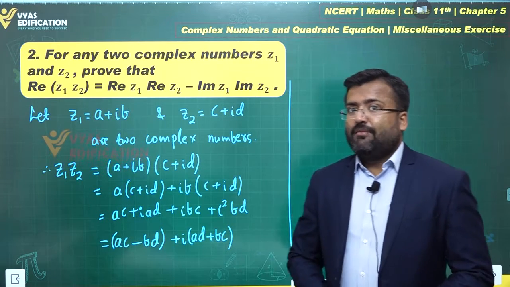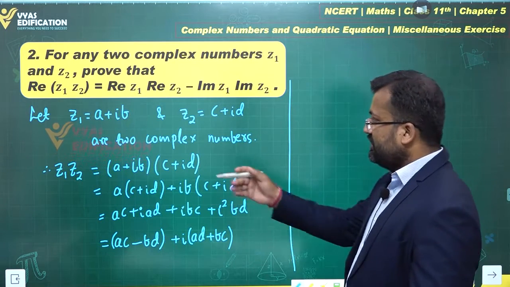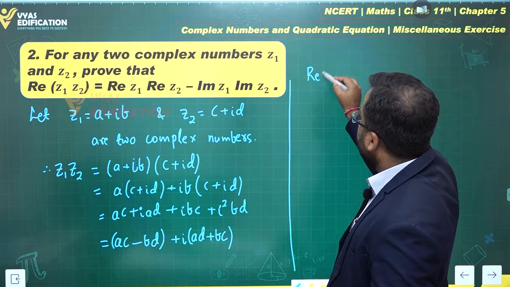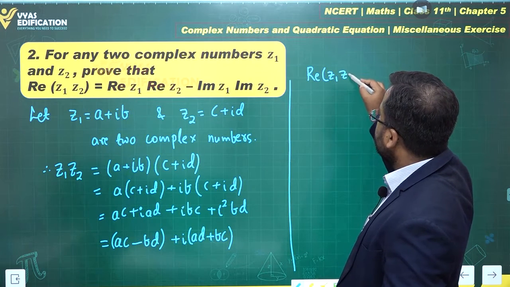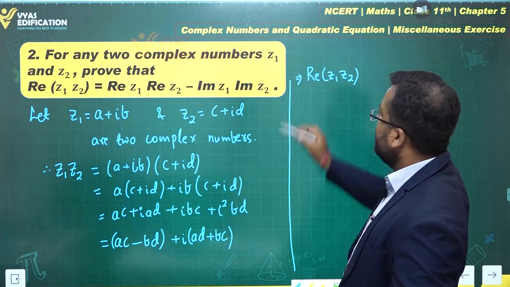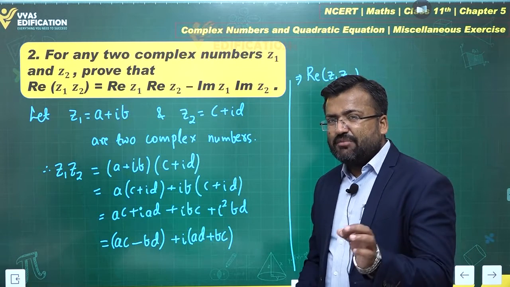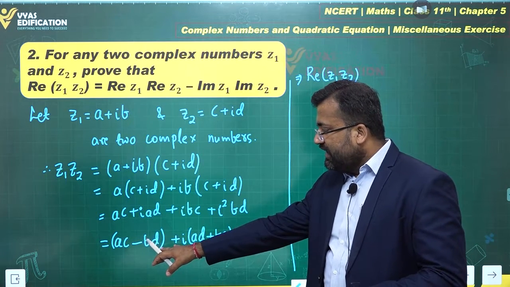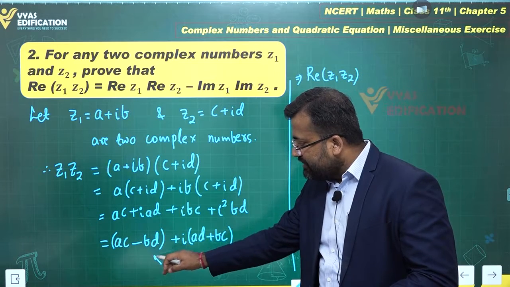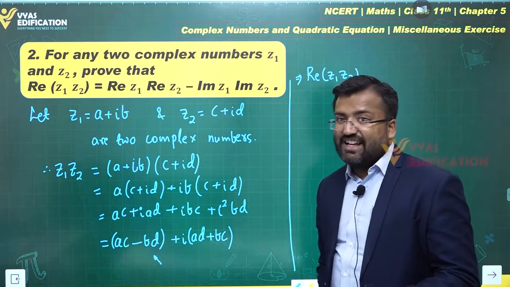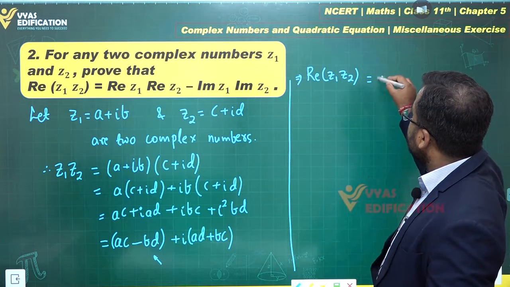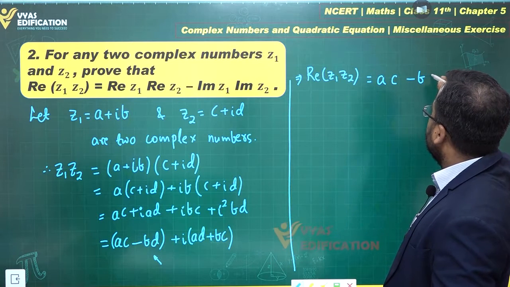Now I want to comment about the real part of z1 z2. This implies that the real part of z1 z2 is equal to what? Can you observe that? This is the imaginary part, and that is the real part. This is equal to ac minus bd.